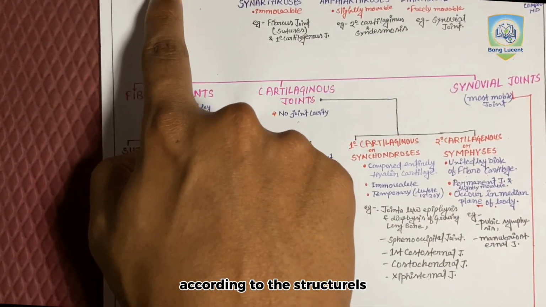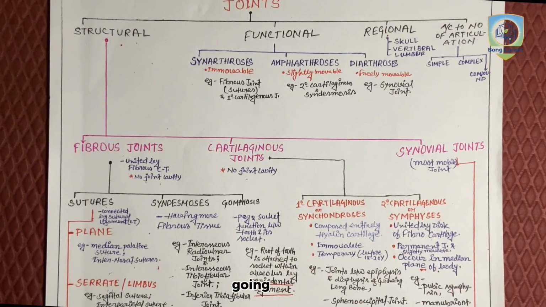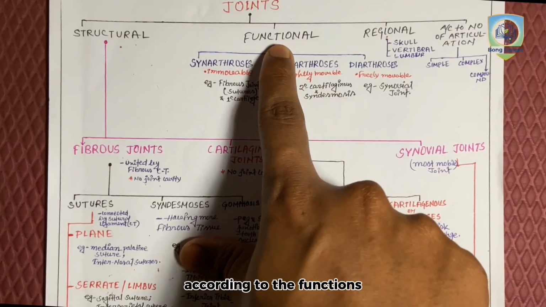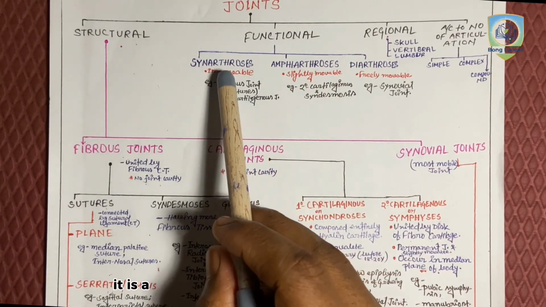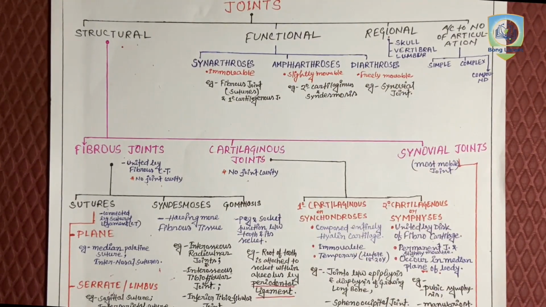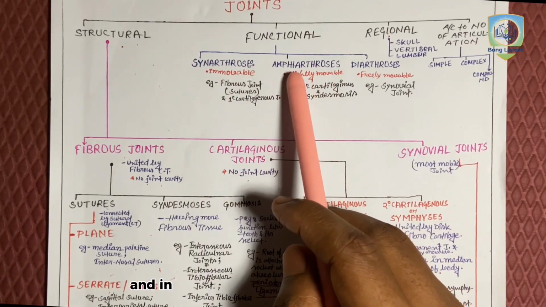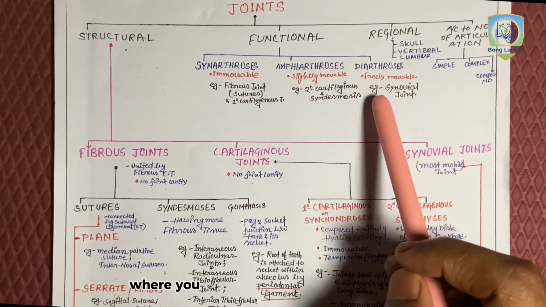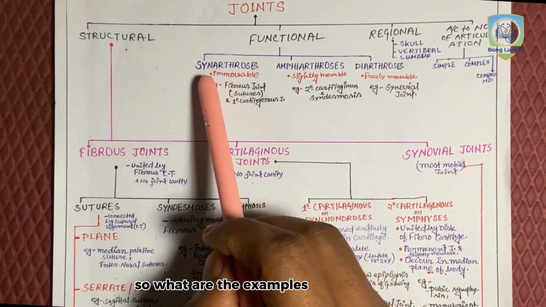So these are the structural classifications; according to structure, the joints are classified into these types. Now we are going to see the functional classification of joints. According to function, joints are classified into three types: Synarthrosis, Amphiarthrosis and Diarthrosis. Synarthroses are functionally immovable, Amphiarthroses are slightly movable, and Diarthroses are freely movable.